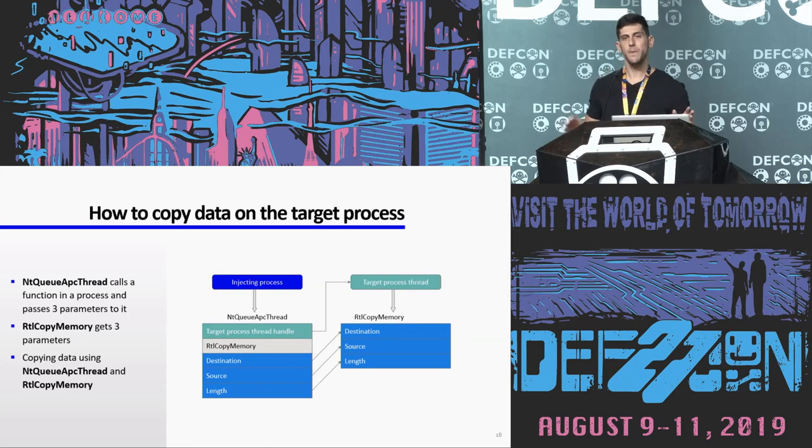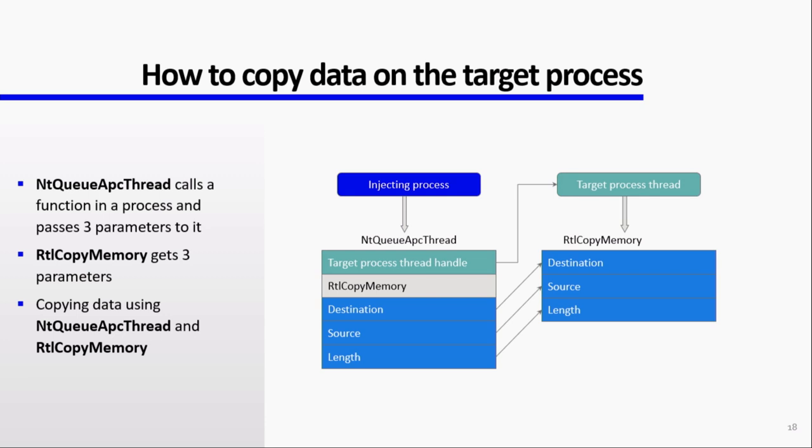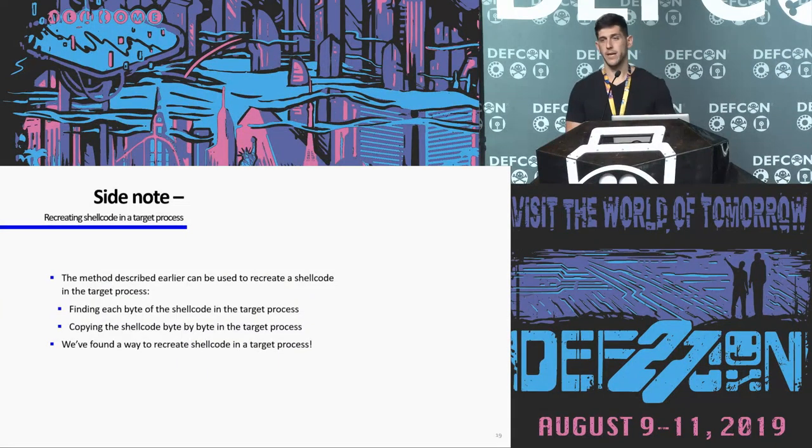Okay, so to copy the address, we're going to use the function NtQueueApcThread. This function gets a thread handle, which is the thread we want to execute our code in. Then it gets the function we want to execute, and we are allowed to pass three arguments. So we are going to use the function RtlCopyMemory. We give it destination, source, and length. Then the target process is going to execute RtlCopyMemory. Now the destination is going to be the return address of our dummy stack. The source is going to be the address of RtlExitUserThread in our version of the kernel32 IAT. And the length is going to be 8 bytes, which is the size of a pointer in x64.